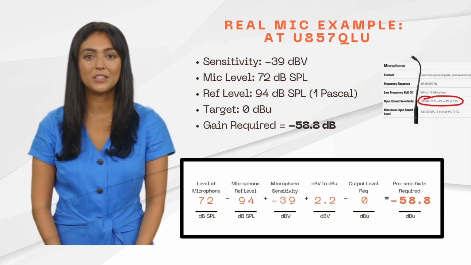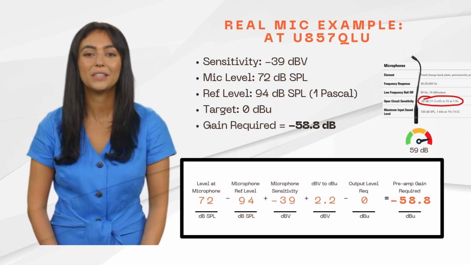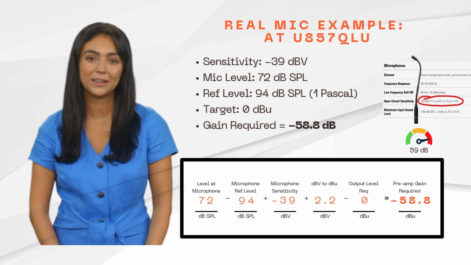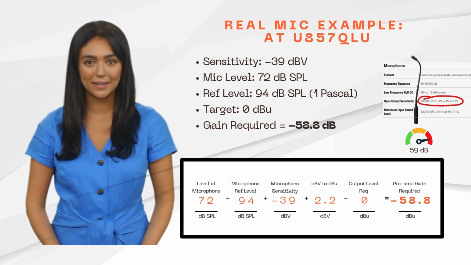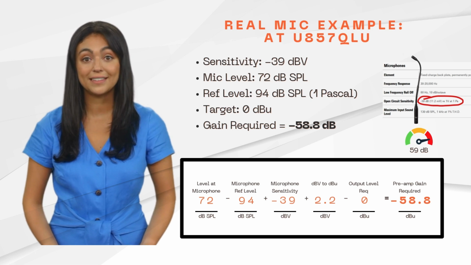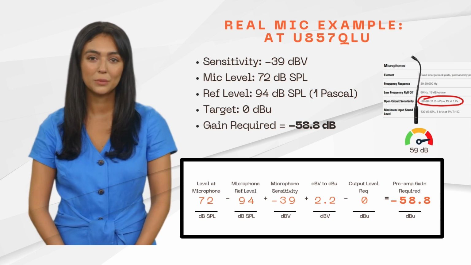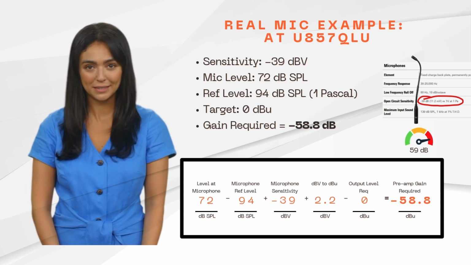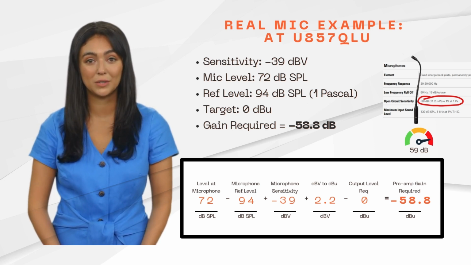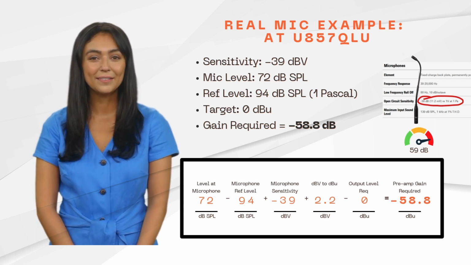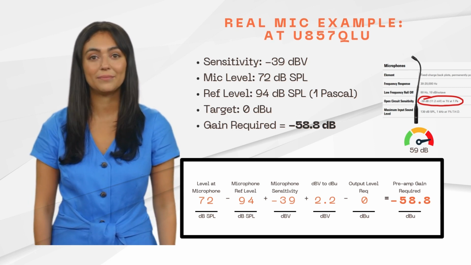Let's walk through the calculation using a real-world mic, the Audio-Technica U857QLU. This microphone has a sensitivity of minus 39 dBV. Subtracting 94 from our 72 dB SPL input gives minus 22. We convert the sensitivity to dBu by adding 2.2, giving us minus 36.8 dBu. The total gain required to bring the signal to 0 dBu is minus 22 plus minus 36.8, which equals minus 58.8 dB. This is within range for many professional preamps, but getting close to the upper limit.